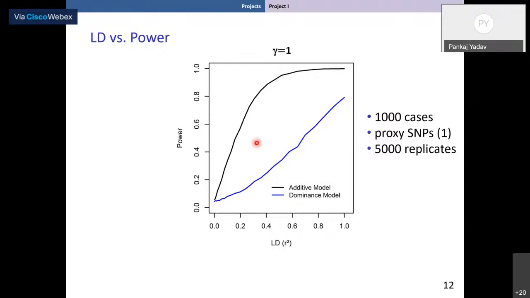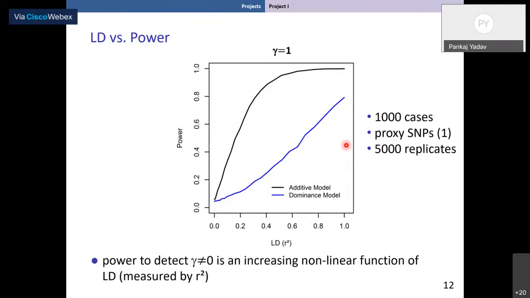At the proxy SNP, as you can see, there is a non-linear relationship between the statistical power and the amount of LD between the proxy and the interacting SNP. When they are in perfect LD, we get close to a power of 1. This points towards the fact that power to detect the interaction is an increasing nonlinear function. We have also seen that the additive model gives more power compared to the dominance model. That is another observation from this study.